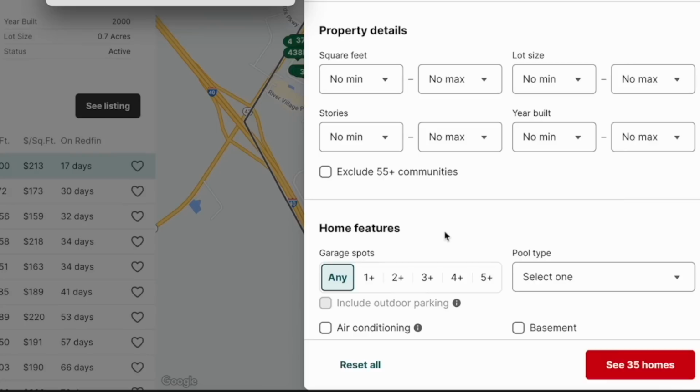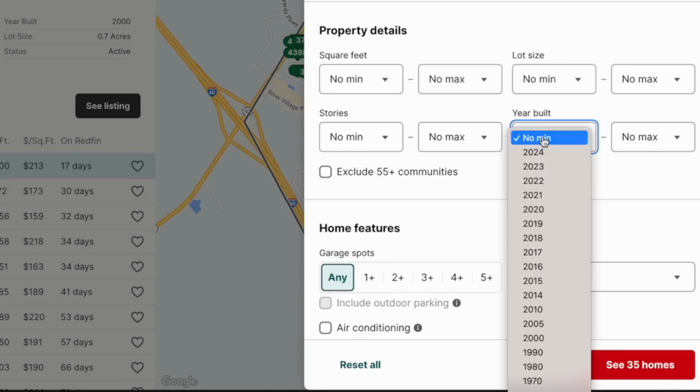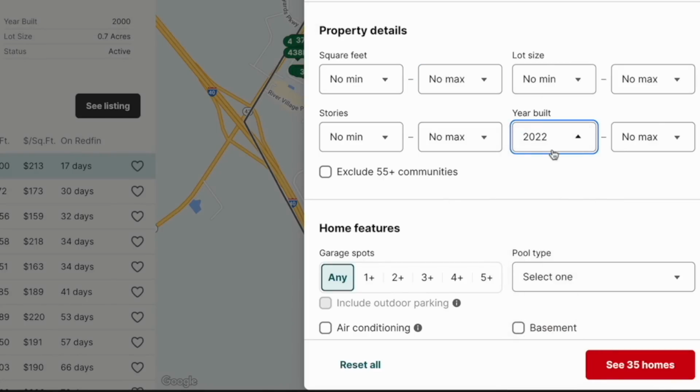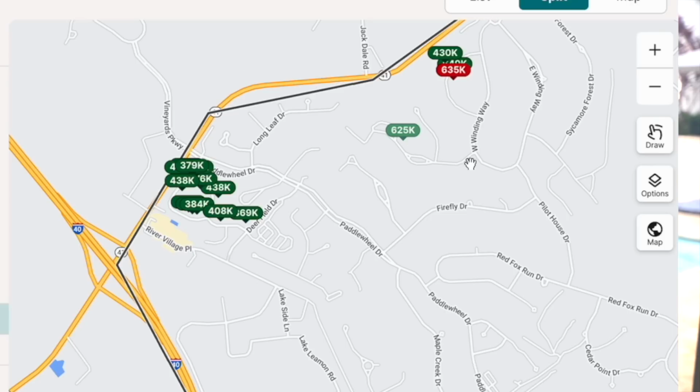Meaning I don't want to look at comps smaller than 1,000 square feet or bigger than 2,000 square feet. In the case study we're going to look at in a minute, it was new construction, so I added a filter, a minimum year built of 2022. That way I was only looking at homes built in the past 2 years.